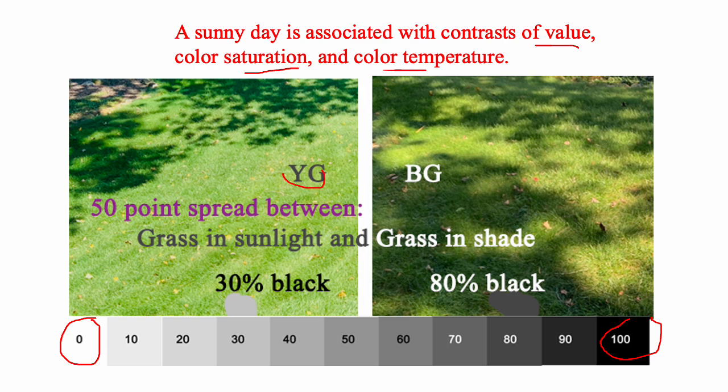Here, the yellow-green grass is about 30% black, whereas the blue-green grass in the shade is about 80% black. So there's a 50-point difference between light and dark. The yellow-green is saturated, while the blue-green is darker and duller. And there's a temperature contrast with the yellow-green being warm and the blue-green being cool. So we have contrasts of value, color saturation, color temperature, and near complements. Yellow and blue are near complements.